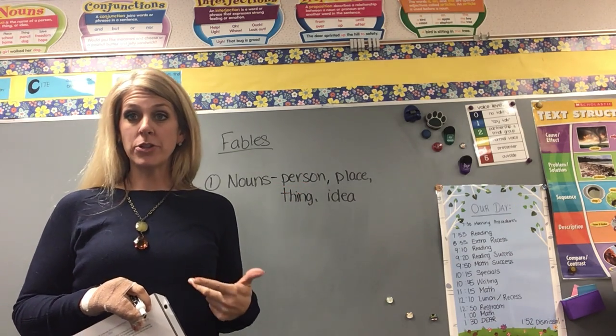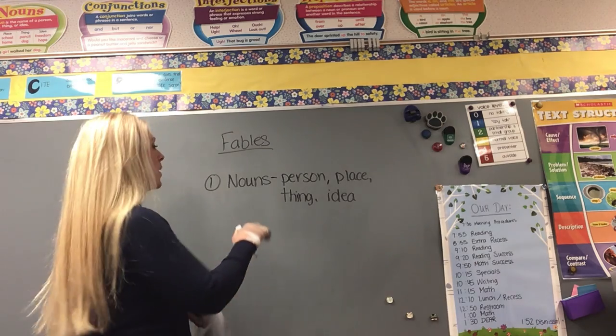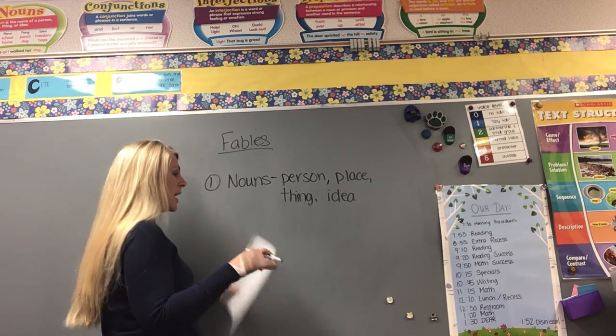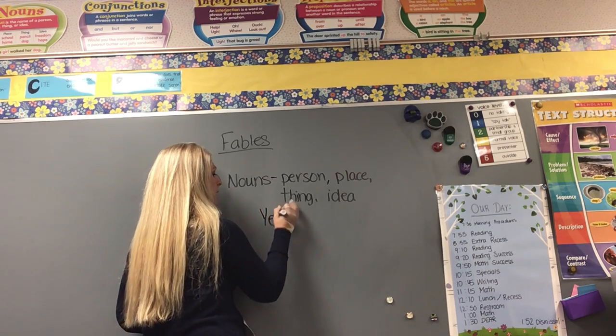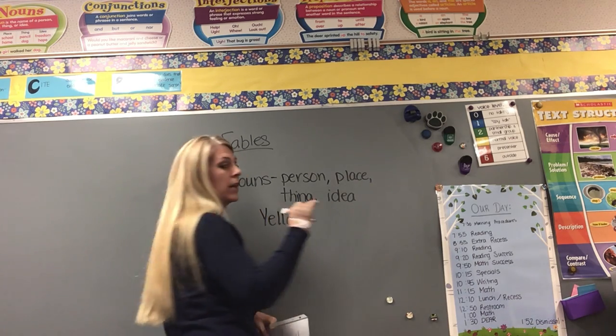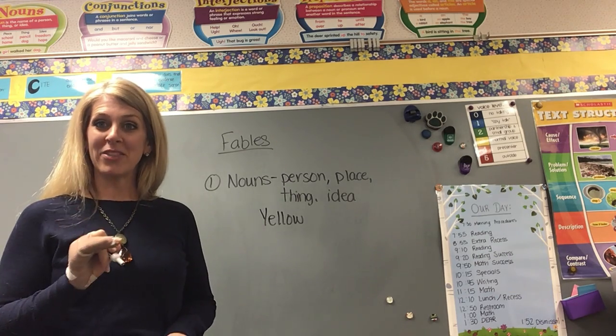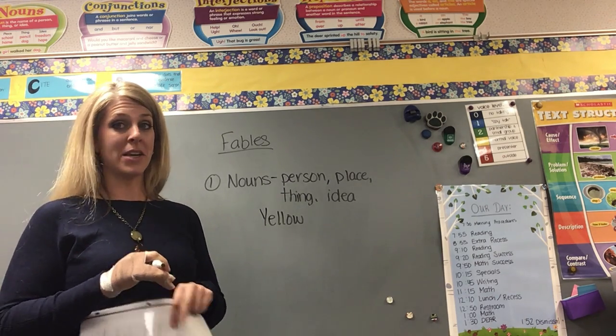So while you read your fable today, The Lion and the Mouse, when you find nouns, I want you to highlight that. Let's see what color it was. Yellow. Any noun, I want you to highlight on Doodle Buddy, whatever source you're using, make the nouns yellow. Person, place, thing, or idea.